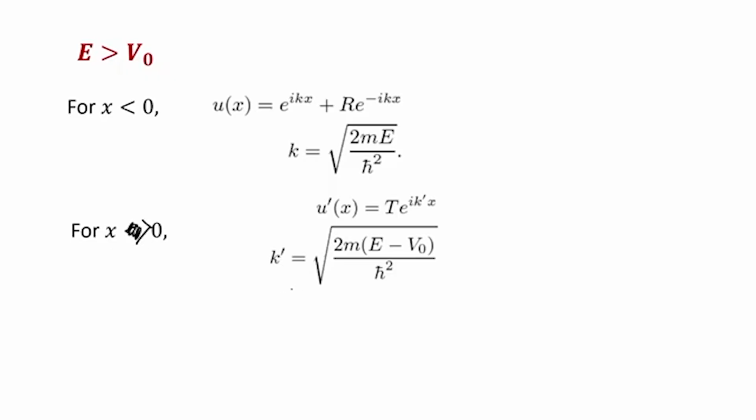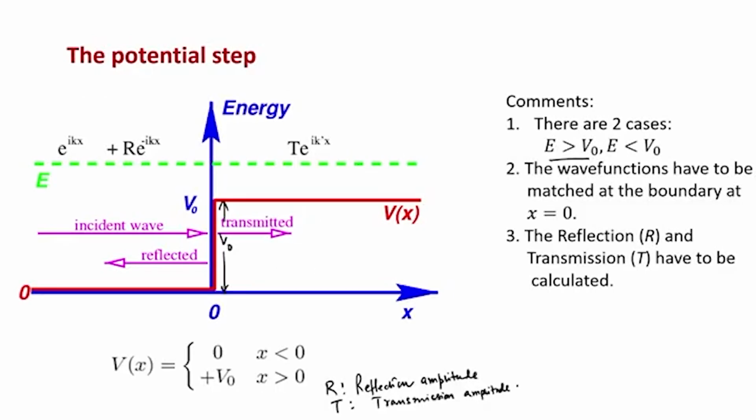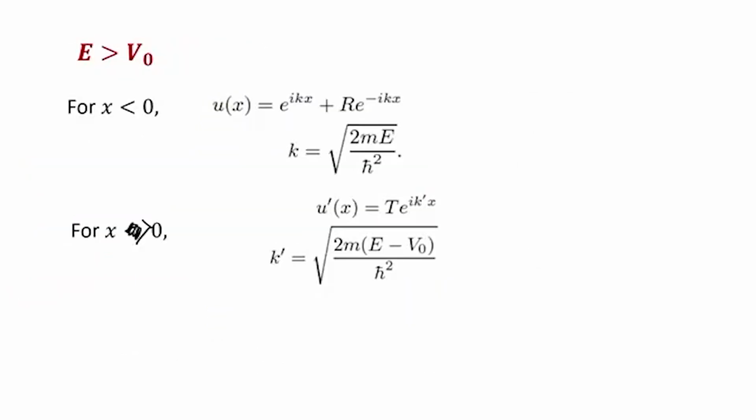So, for x greater than 0, you have u prime, the solution in the region that is not classically forbidden, because E is greater than V 0, so it is in the right region, right of the discontinuity. You have 2m(E minus V 0) by h cross squared, and the transmission amplitude with exponential i k prime x, and so on. So that the current is conserved, the solution is written in this particular fashion.